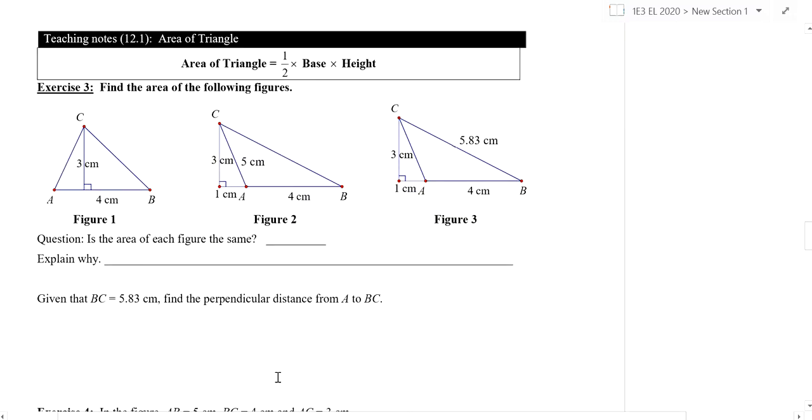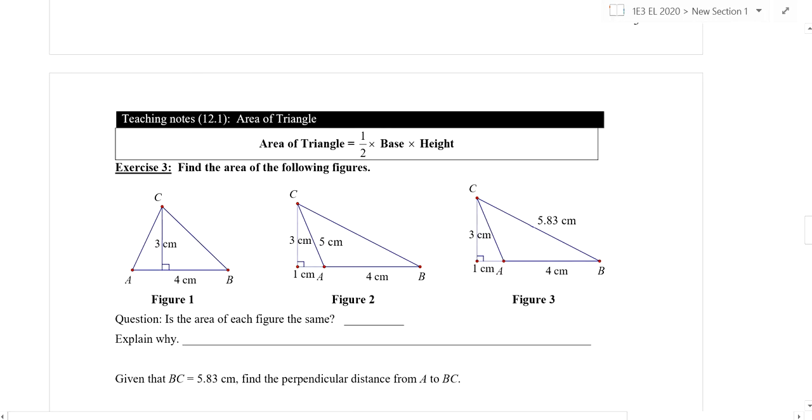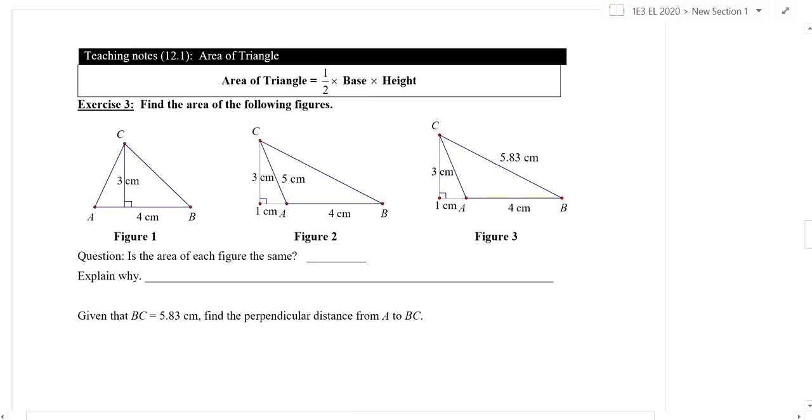Next, we are dealing with areas of triangles. The area of a triangle is given by half times the base times the, let's include one word over here, perpendicular. It is the perpendicular height. So the challenge is always to determine what the perpendicular height of a triangle is. Now we have 3 different triangles over here, in figure 1, 2, and 3.